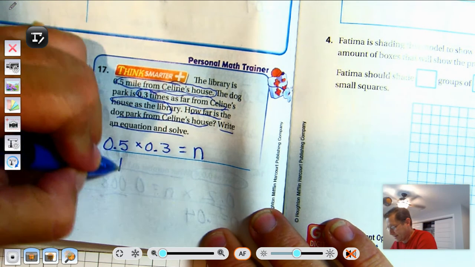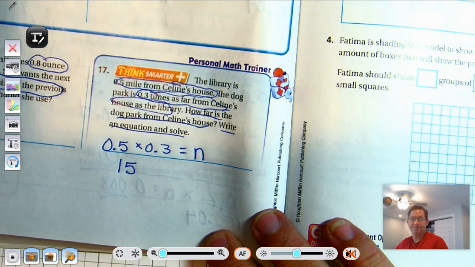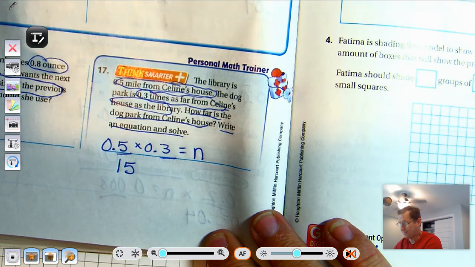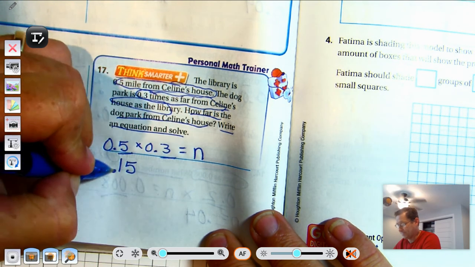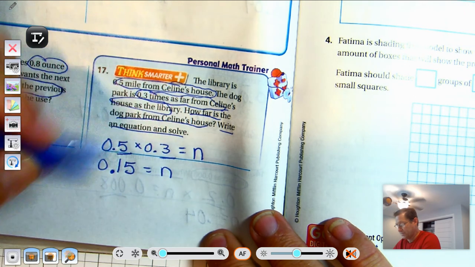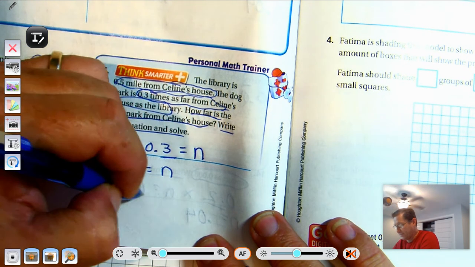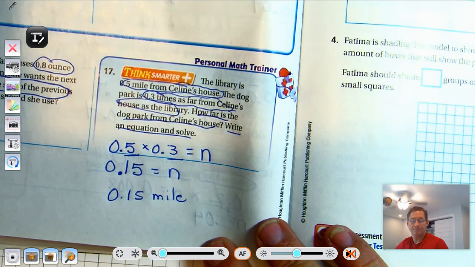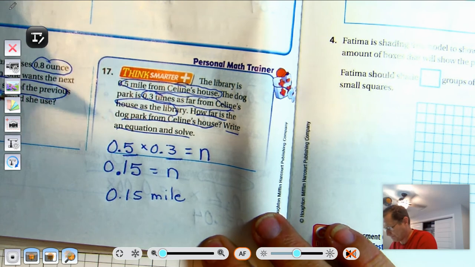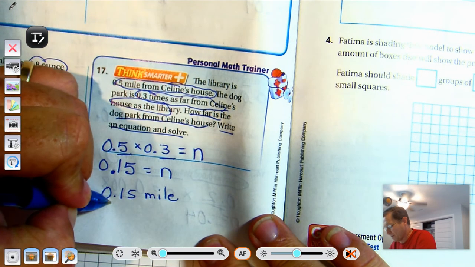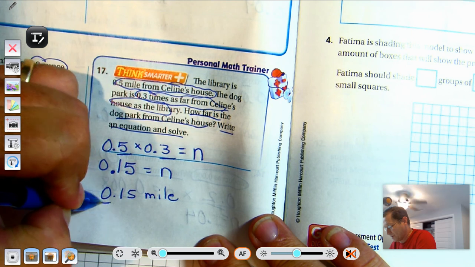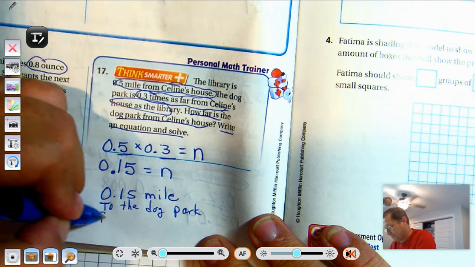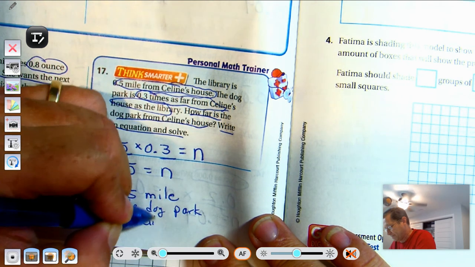So 5 times 3 is 15. We're multiplying a 10th times a 10th. So our answer is in the hundredths. So 15/100ths of a mile to the dog park from Celine's house.